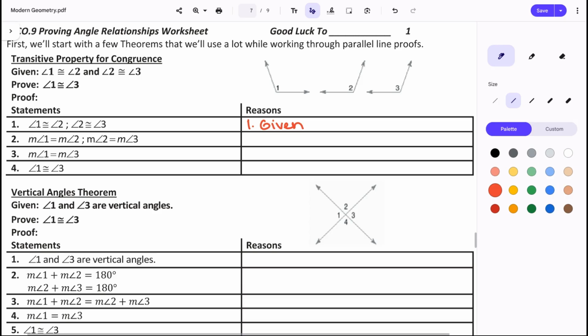Now, if you look at step 2, what changed from step 1 to step 2? What's different? Yeah, there's a little M for measure. There's an equal sign now instead of a congruent sign. So I had that up on the board a little bit ago. That's flopping from congruent to equal, and that's using that property we wrote at the top of our page. We're going from congruent signs to equal signs. So that reason there is definition of congruence. And I'm going to abbreviate that. You guys feel free to do the same thing.